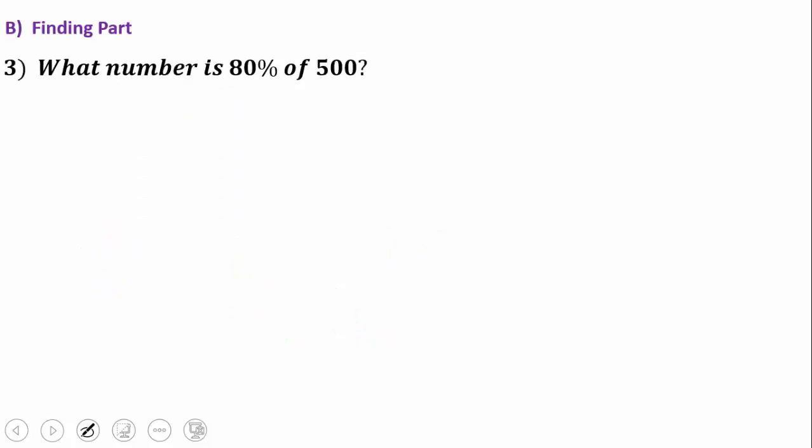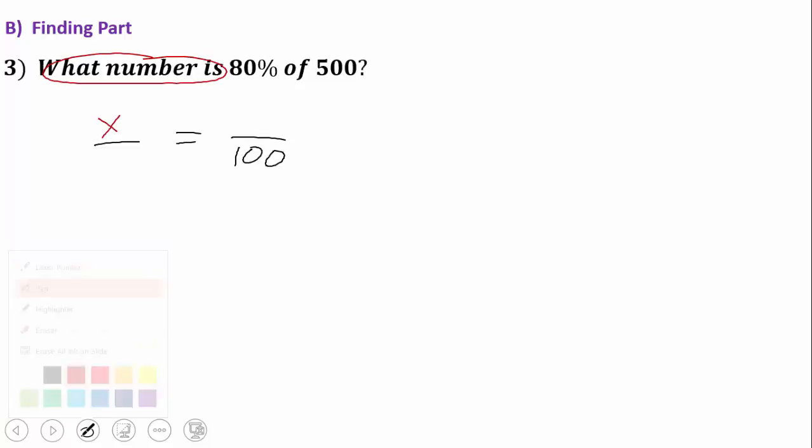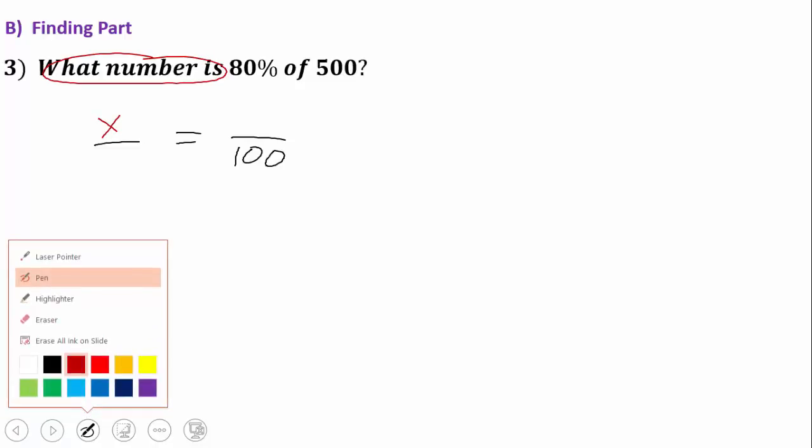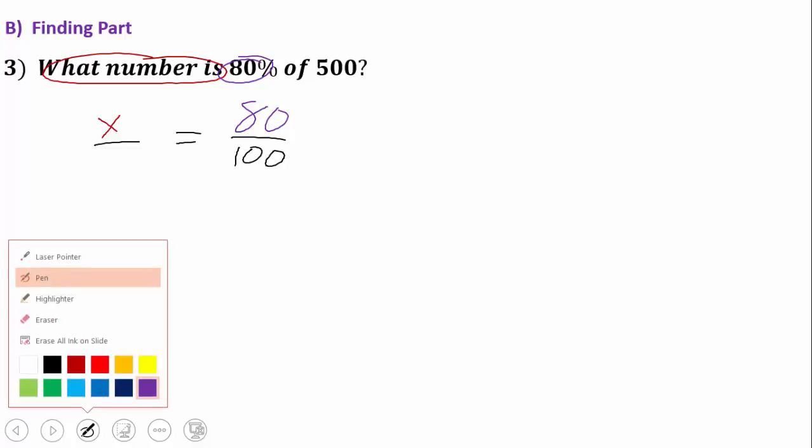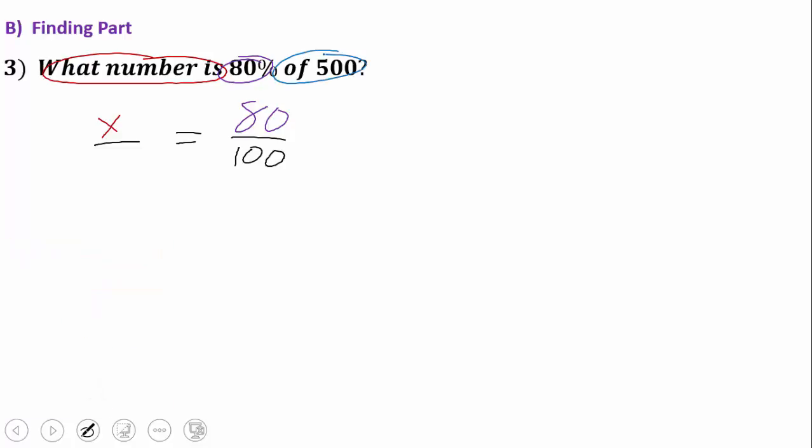Moving on, here's our second part. Our second of three types of percent. We're going to find the part. Of course, I start with my percent proportion. And it says, what number is 80% of 500? What number is? Well, that's the part. I don't know. That's where my variable goes. 80%. Well, that's my number that goes over 100. I drop the decimal, and I drop the percent sign, and I put it over 100. Of 500. That's the whole, 500.